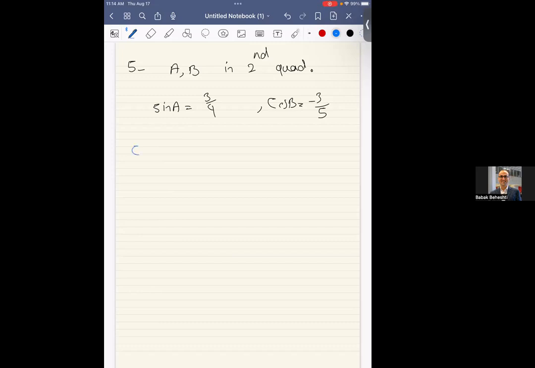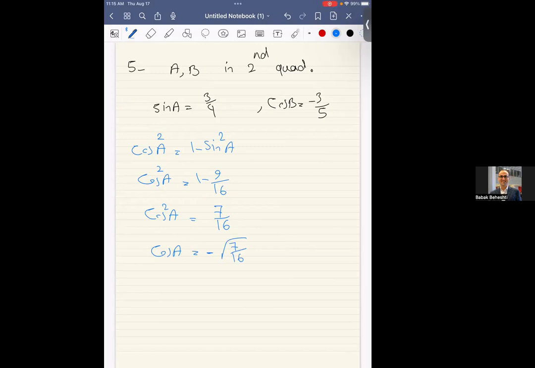So we know that cosine squared A is equal to 1 minus sine squared A. So cosine squared A is 1 minus 9 over 16, which is 7 over 16, right? Now, again, there are two possibilities, plus or minus. But because they are in the second quadrant, cosine is negative. So cosine A is negative root 7 over 16.